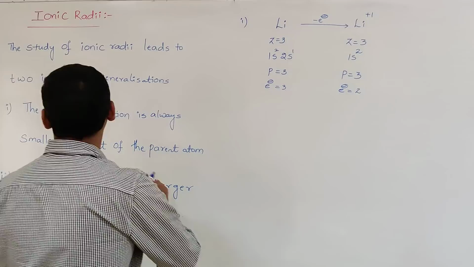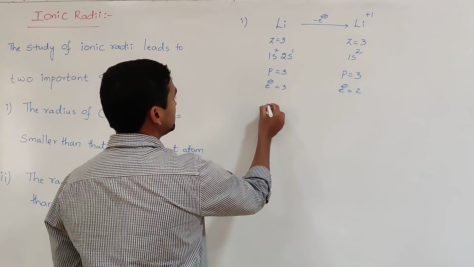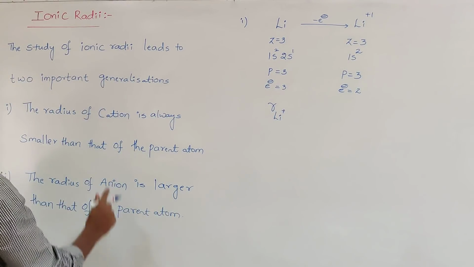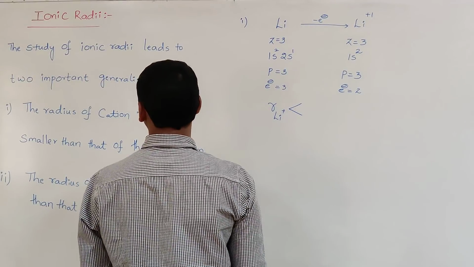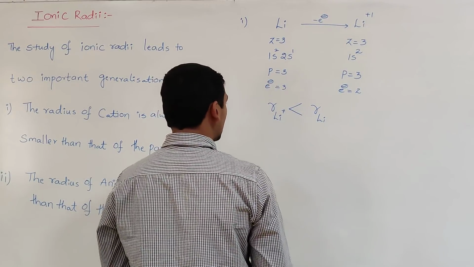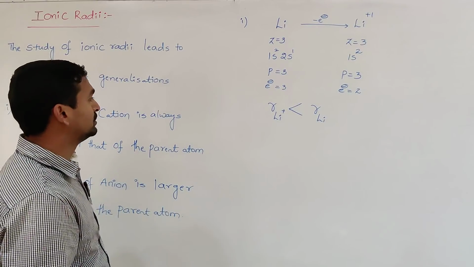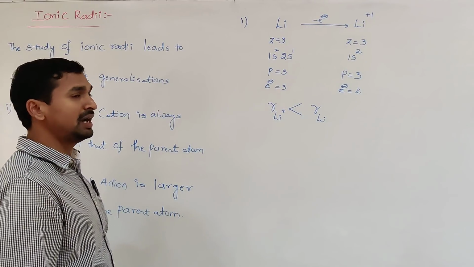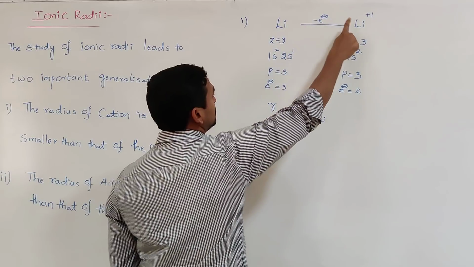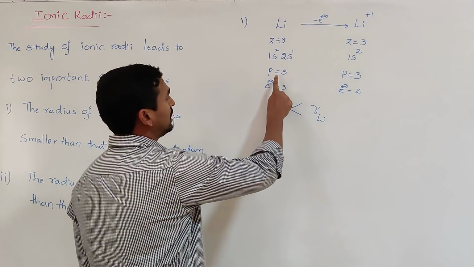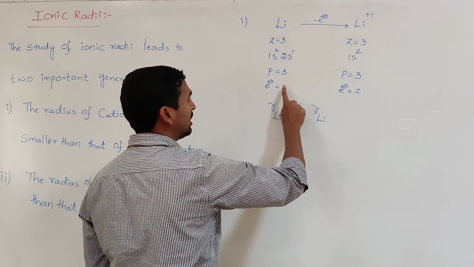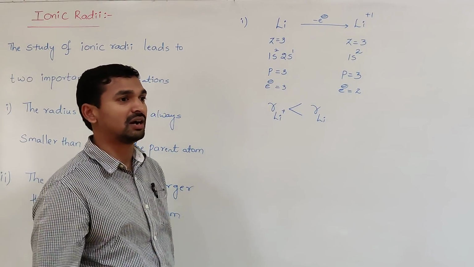What does the statement say? The radius of the cation, that is, the radius of lithium plus, is always smaller than that of the parent atom, which is the radius of lithium. Why? The cation has a smaller radius than lithium. The reason is very simple. As we move from lithium to lithium plus, the number of electrons decreases. When the number of electrons decreases, the effective nuclear charge per electron increases.